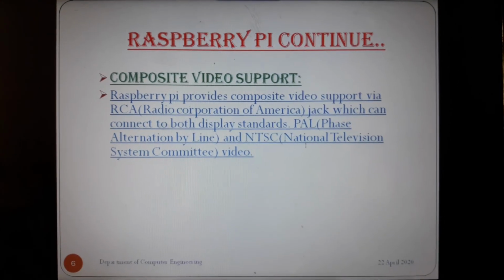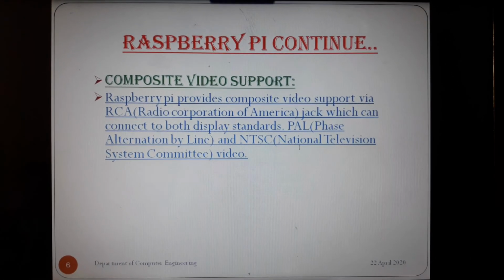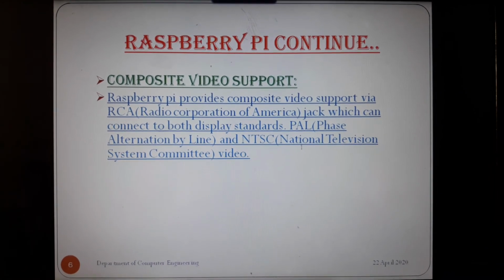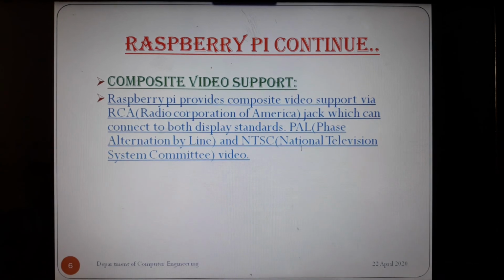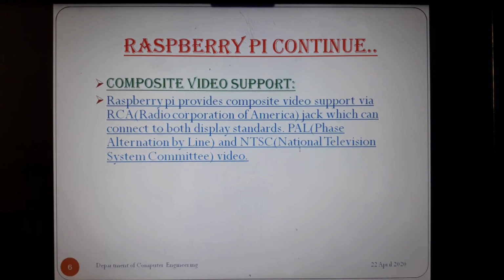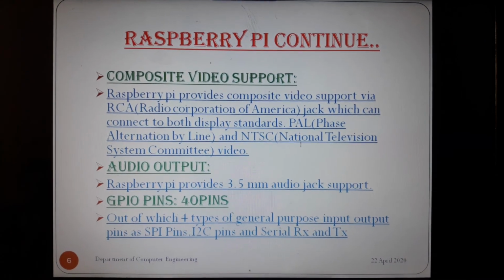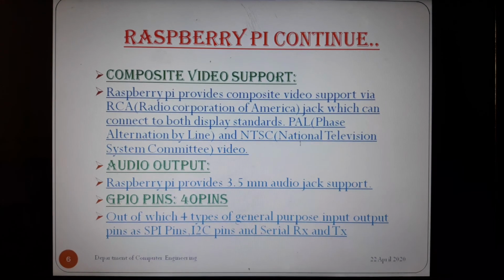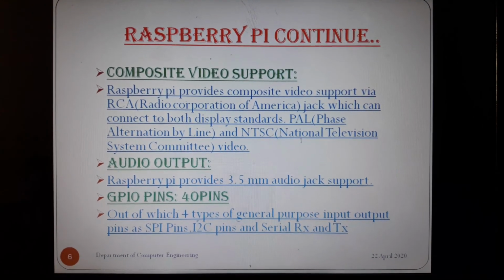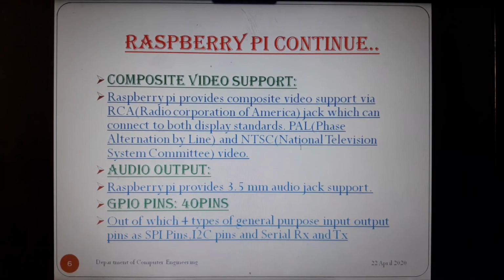Then composite video support. Raspberry Pi provides composite video support via RCA, that is Radio Corporation of America jack, which can connect to both display standards: PAL, Phase Alternating Line, and NTSC, National Television System Committee video. Then audio output. Raspberry Pi provides 3.5 mm audio jack support. So the audio jack will be used for audio recording.